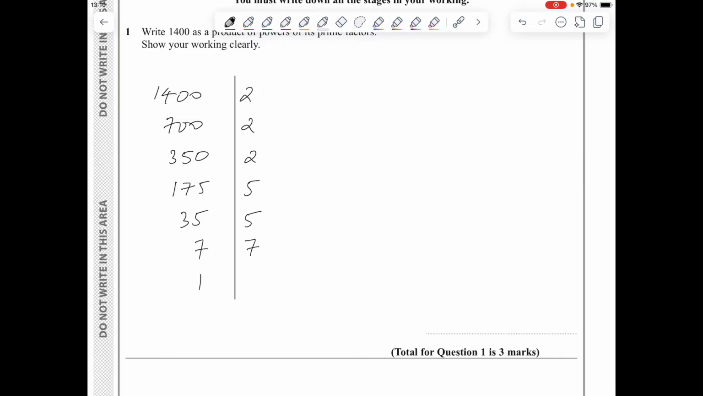So the required product is 2 to the power of 3 times 5 to the power of 2 times 7 to the power of 1.